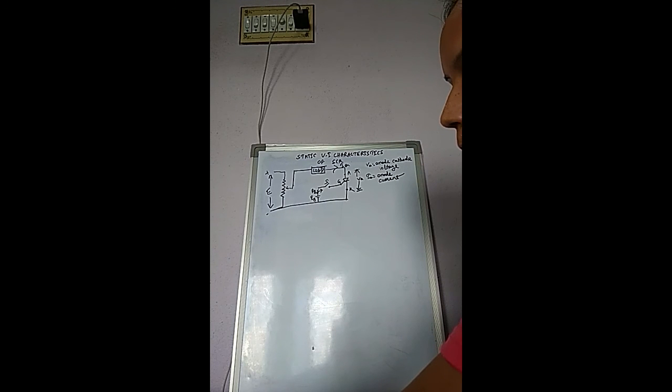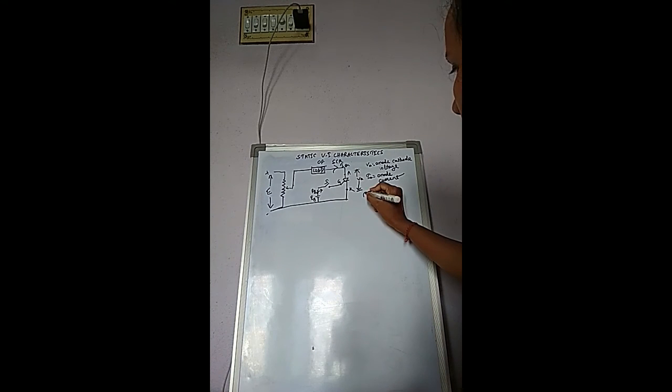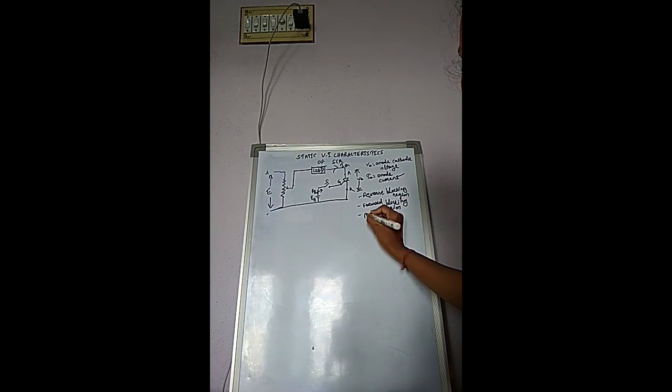So the thyristor VI characteristics is divided into three regions of operation. I already told you these three regions in the previous class. The three regions or modes of operation are the reverse blocking region, the forward blocking region, and the forward conduction region.